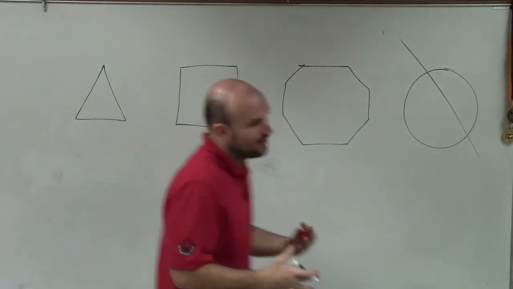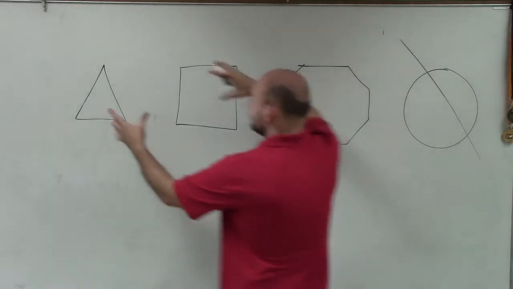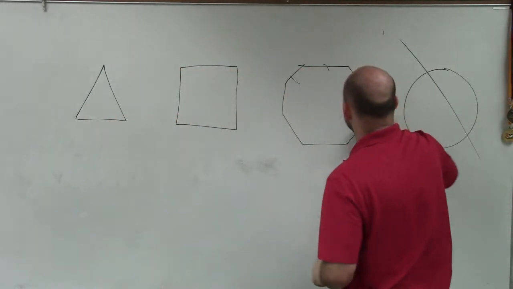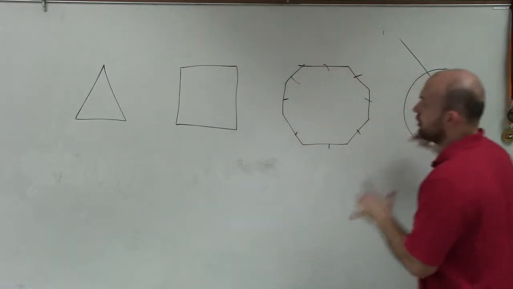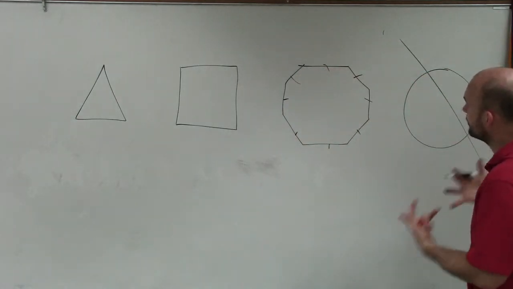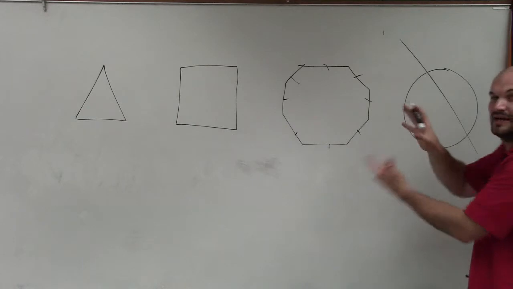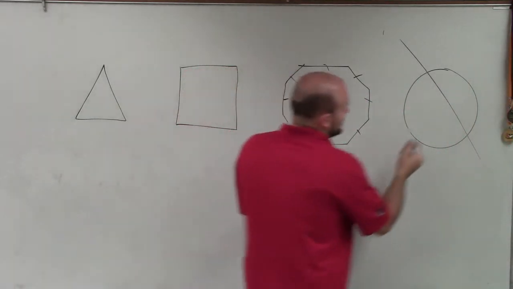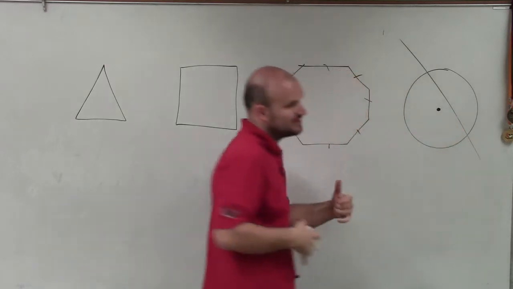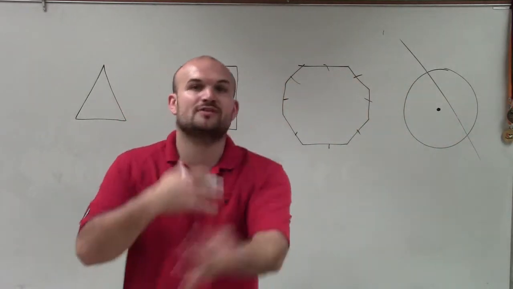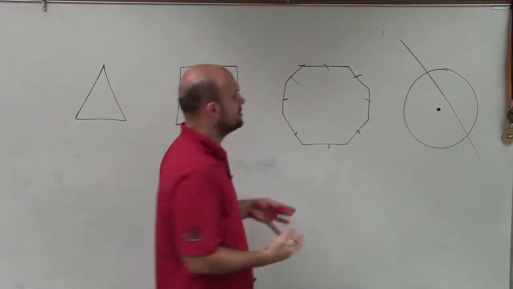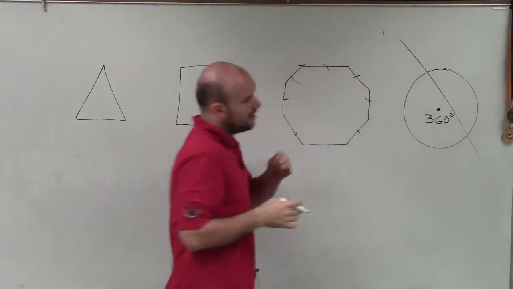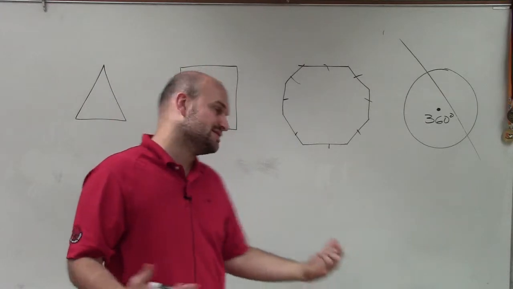But what I want you to understand is, when we keep creating more and more sides, where all the sides are equal and all the angles are equal, we keep getting closer and closer to a circle. Now, when we talked about the sum of all the interior angles, the sum of a rotation of a circle is going to be 360 degrees.